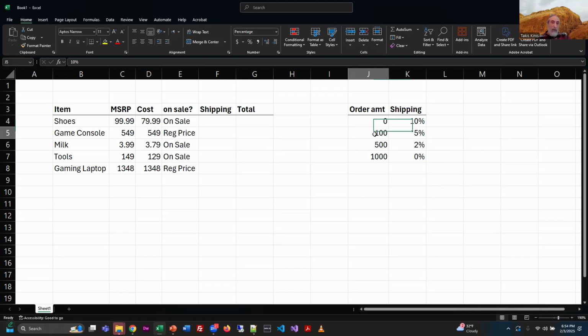If it's between 100 and let's say 499, it'll be 5%. If it's from 500 up to 999, then it's going to be 2%. If it's 1,000 or over, the shipping is free. Okay. And is this a real world scenario? Absolutely not. I'm just inventing it just for the sake of using VLOOKUP so you can see how it works.